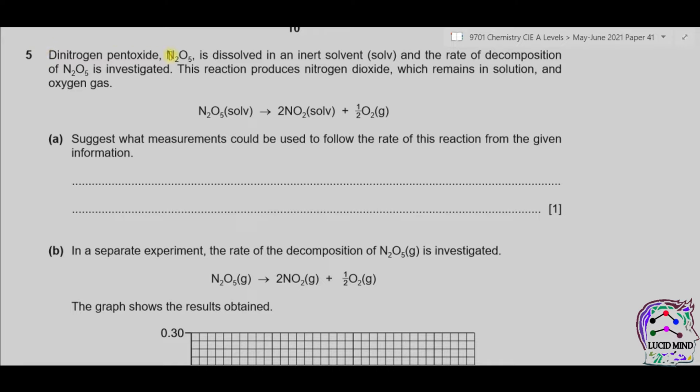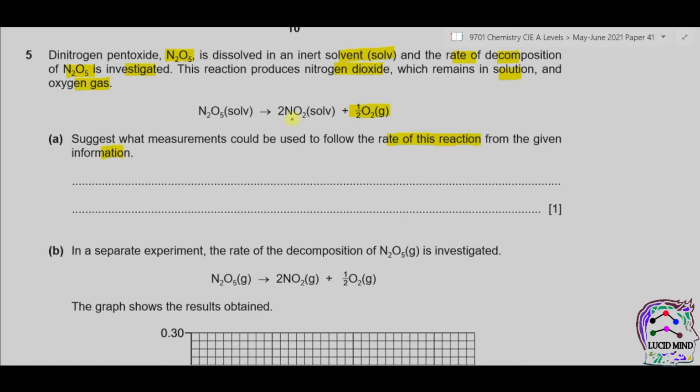Question 5. Dinitrogen pentoxide, N2O5, is dissolved in an inert solvent and the rate of decomposition of N2O5 is investigated. This reaction produces nitrogen dioxide, which remains in solution, and oxygen gas. This is the equation given. We have oxygen gas which has been formed. Suggest what measurements could be used to follow the rate of this reaction from the given information.